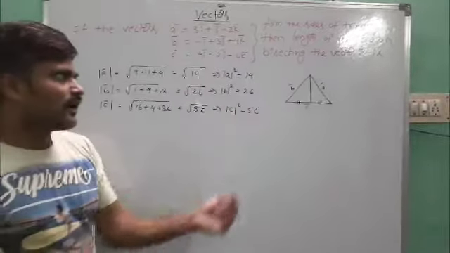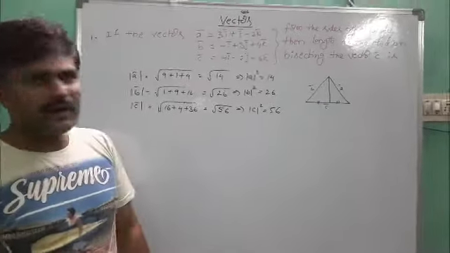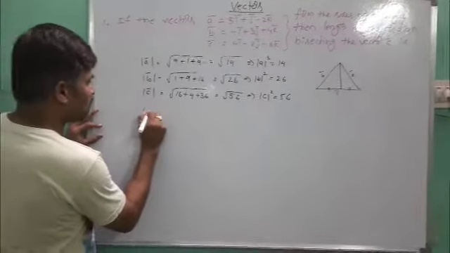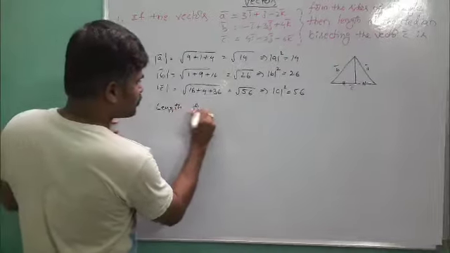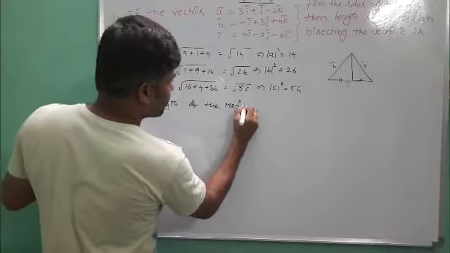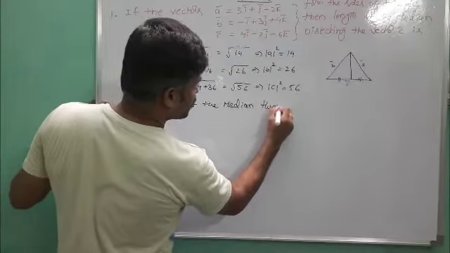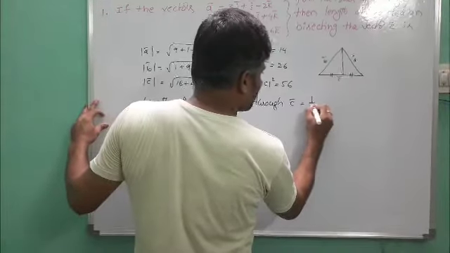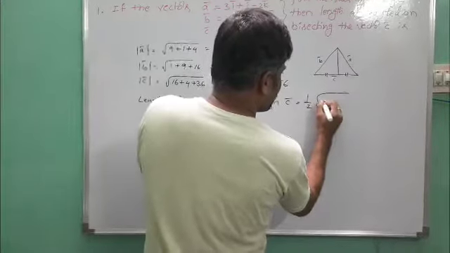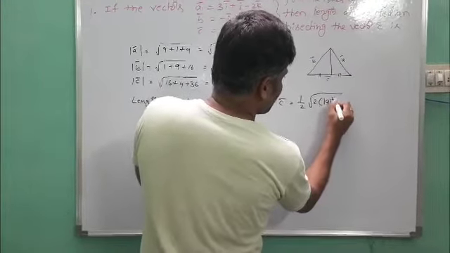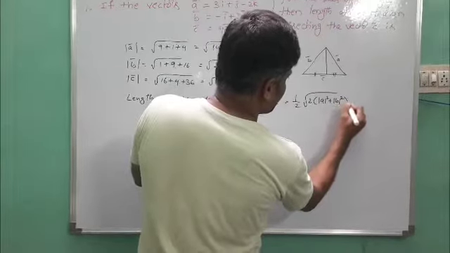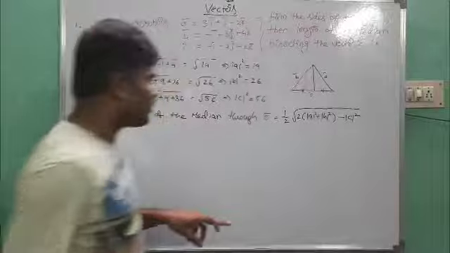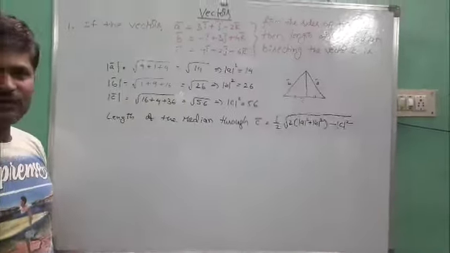Now using the formula for the length of the median through c bar. So the length of the median through c bar equals 1 by 2 into square root of 2 into mod a square plus mod b square minus mod c square. This is the formula for the length of the median through c bar.